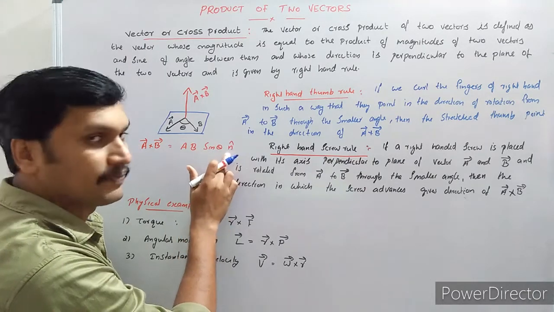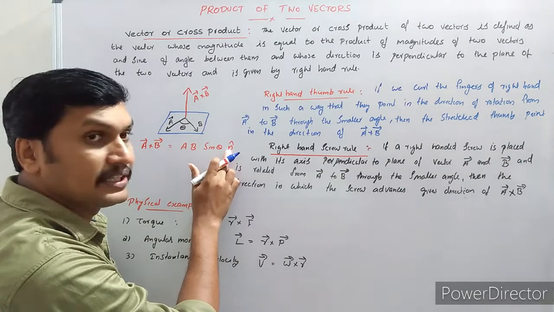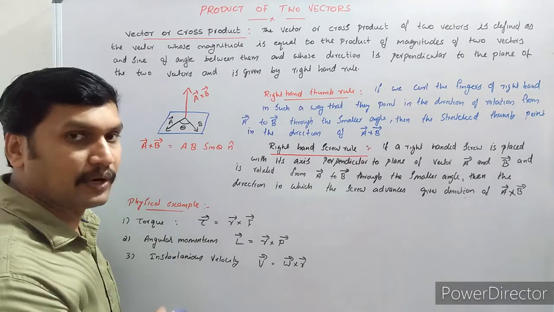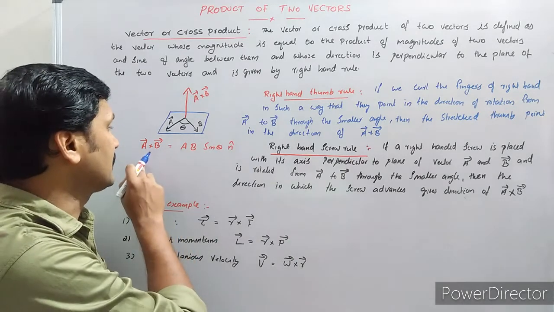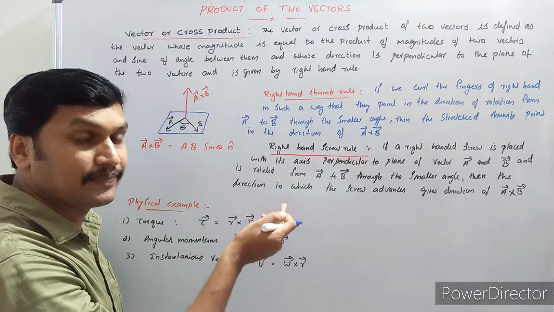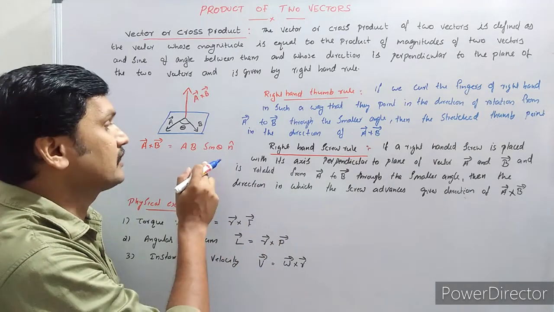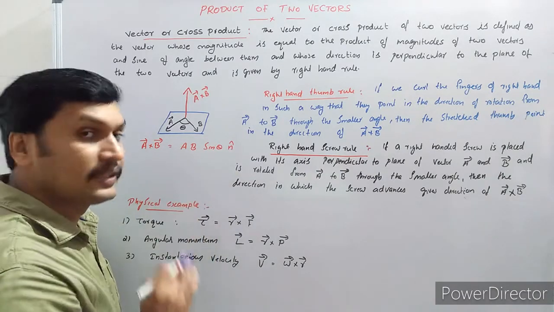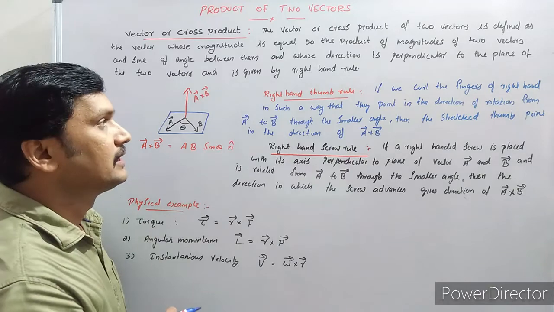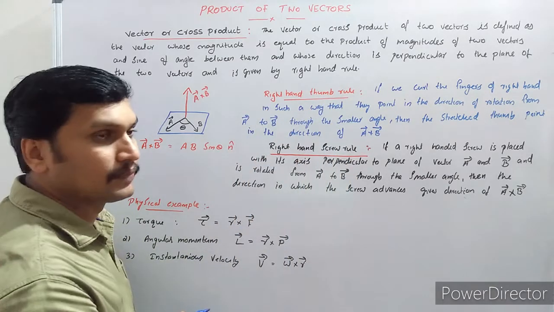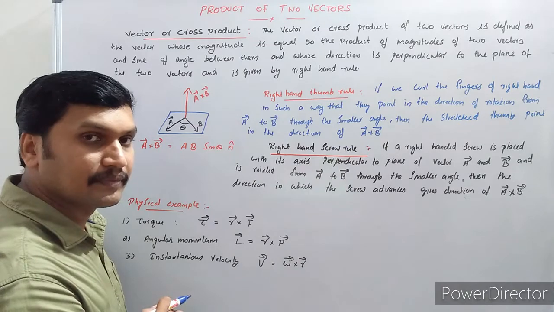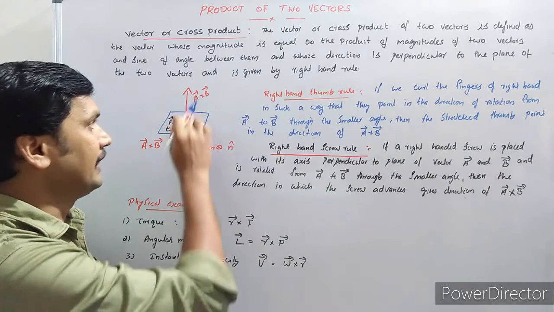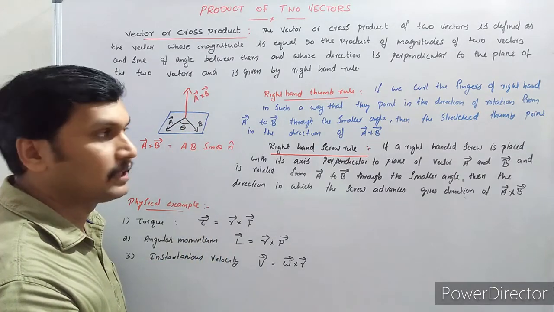Into a unit vector n, that is, this unit vector n is a vector in the direction of A cross B. So A cross B is a vector quantity. We are taking the product of vectors A and B and getting another vector, whose direction is along this unit vector n. And the direction of A cross B can be predicted by the right hand thumb rule or right hand screw rule. Let us see what the right hand thumb rule is, and how to find the direction of A cross B by using it.